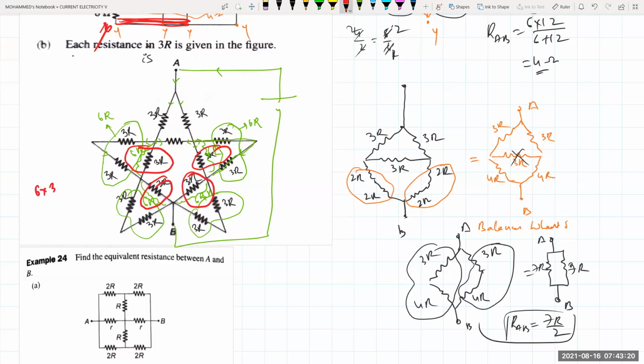6 into 3 divided by 6 plus 3. This will be equal to how much? This is 18R square by 9R. This R will get cancelled. So 9 ones are 9, 9 twos are 18. So that will be equal to 2R. Clear? Yes, sir. This one is 2R.